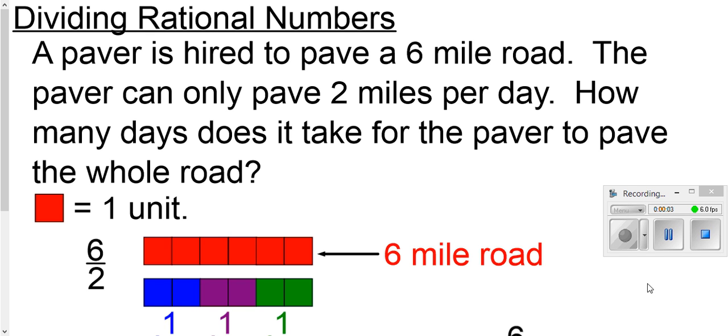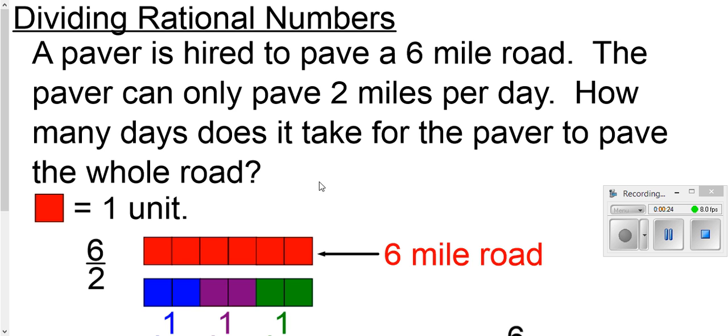We're going to go ahead and look at dividing rational numbers. So we're going to start out with a situation where we have a paver that's hired to pave a 6-mile road. And the paver can only pave 2 miles a day. So how many days does it take the paver to pave the whole road?